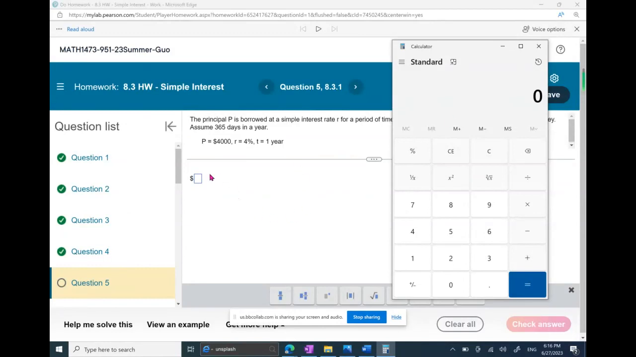Yeah, we remember the formula. Simple interest I equals P times R times T. All three values are given. We just need to multiply them together. 4,000 multiplied by 4%. 4% converted to decimal is 0.04. And then multiply by 1. You multiply by 1, you don't have to multiply anything, just 1. Yeah, $160.